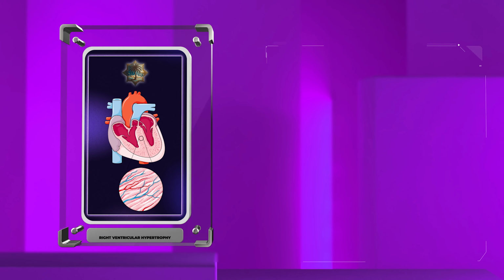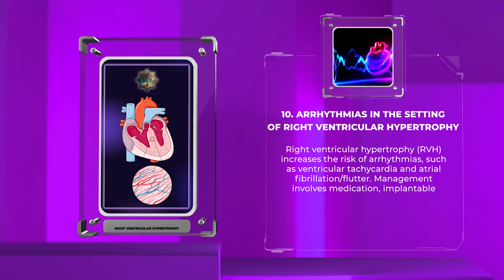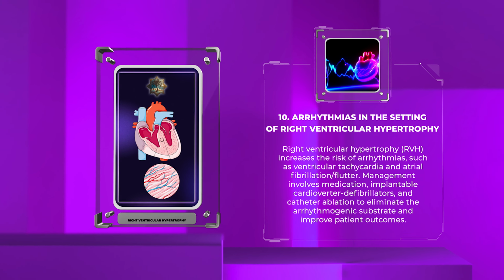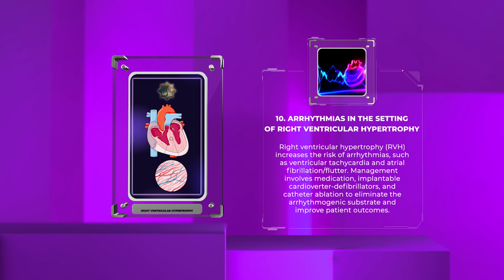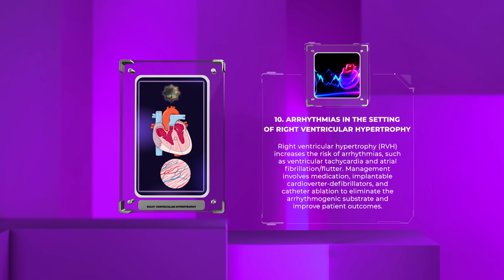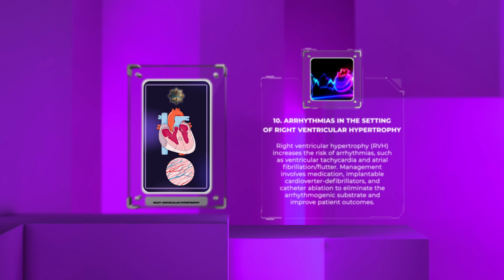Right ventricular hypertrophy, RVH, increases the risk of arrhythmias, such as ventricular tachycardia and atrial fibrillation/flutter. Management involves medication, implantable cardioverter defibrillators, and catheter ablation to eliminate the arrhythmogenic substrate and improve patient outcomes.